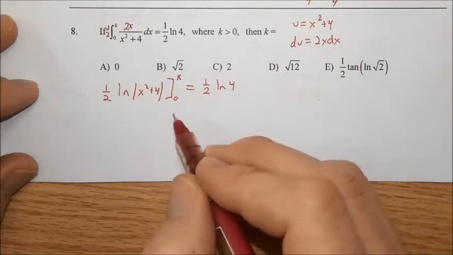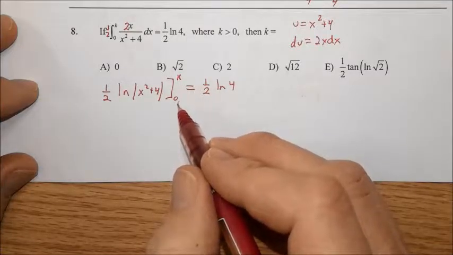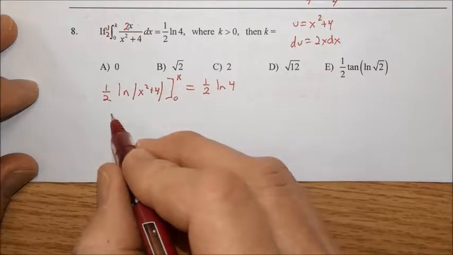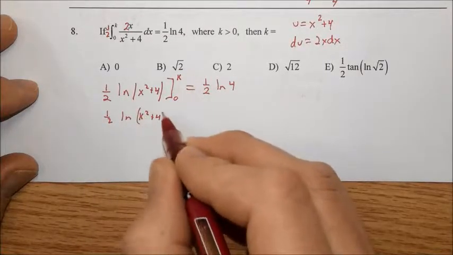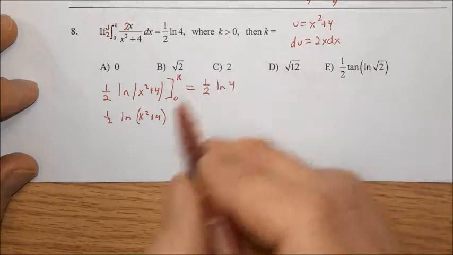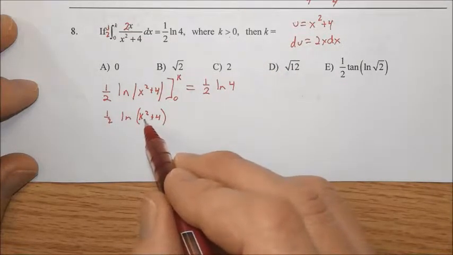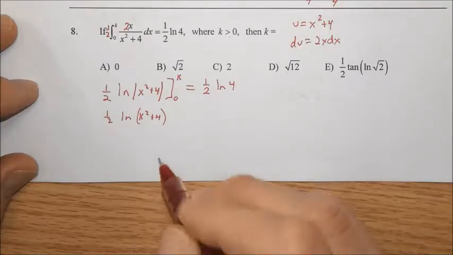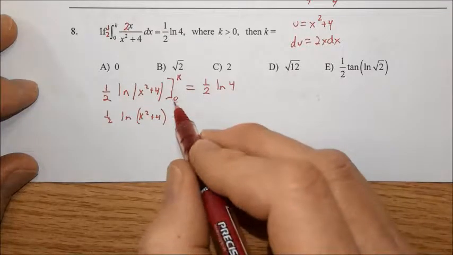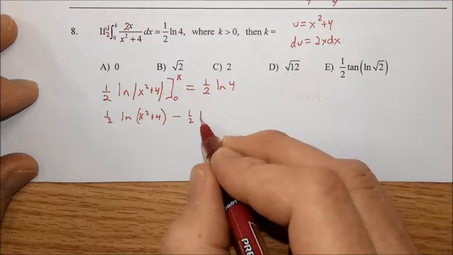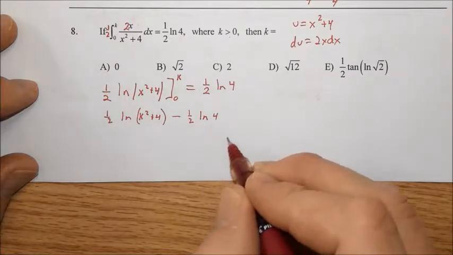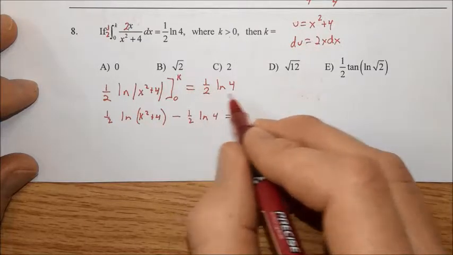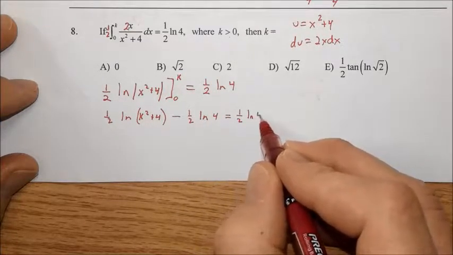So now we have to figure out what k is. So we have to do our f of b minus f of a. When we do so, we plug in k first. So we have 1/2 natural log of k squared plus 4. K is positive. When you square it and add 4, the answer is positive, so we don't really need the absolute value markers anymore, because k squared plus 4 is guaranteed to be positive. Minus, now we plug in 0. So we have 1/2 the natural log of 0 squared plus 4. So that's just 1/2 the natural log of 4. That's equal to the same thing as it was equal to before, 1/2 natural log of 4.